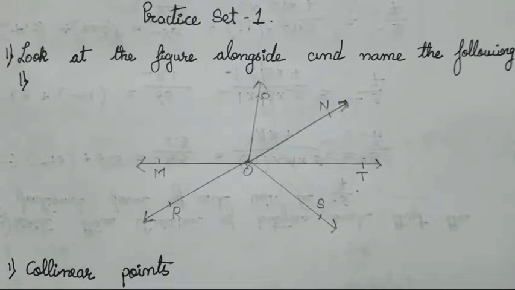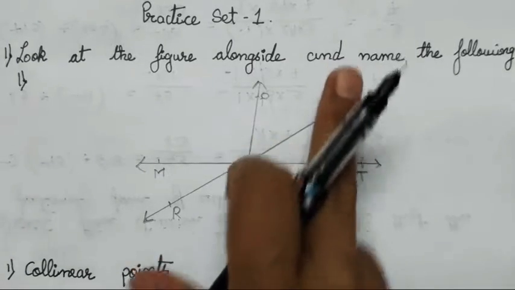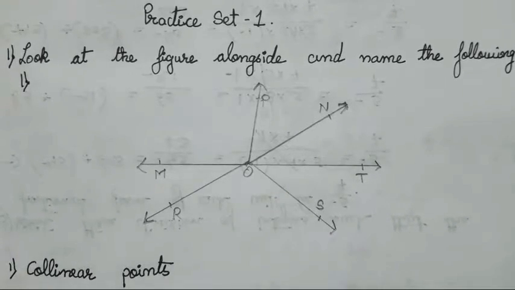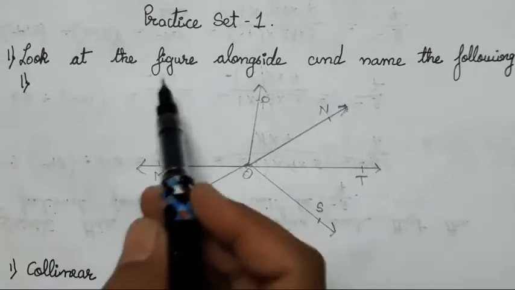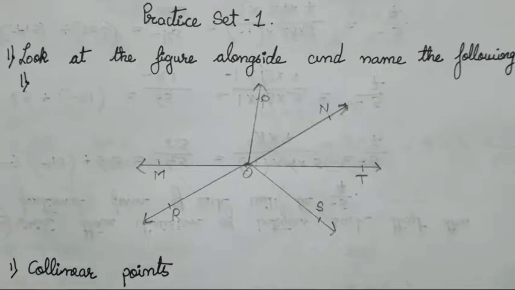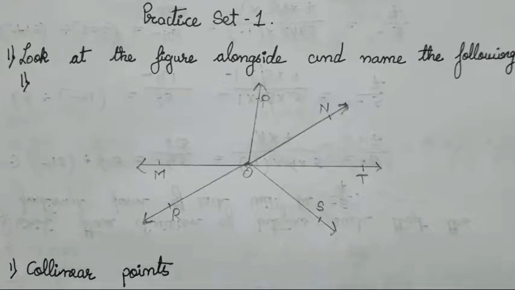Now practice set 1. Look at the figure alongside. You can follow the textbook. If you are not able to find the figure clearly, then you can use your textbook. Same figure is there. Look at the figure alongside and name the following. Name the following means you have to name collinear points, rays, line segment and line.